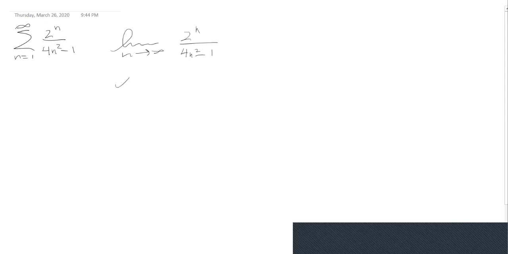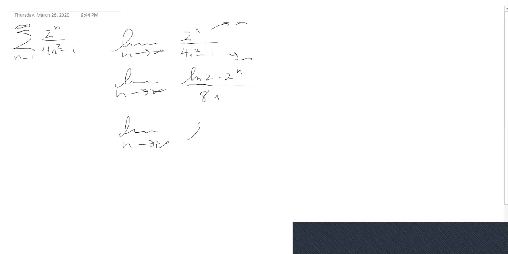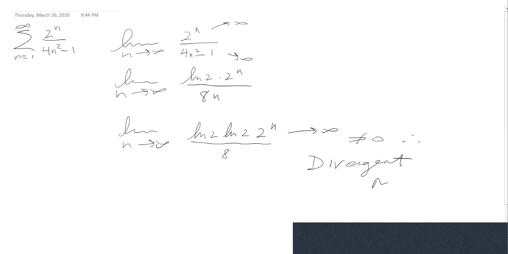So you don't need to use this; it heads to infinity, and so does this. So you can use L'Hopital's rule one more time, because this obviously is infinity over infinity again. So we'll have natural log of 2, another natural log of 2, and a 2 to the n over an 8. Now you can see that does head to infinity. So not 0. Therefore, divergent by the nth term test.